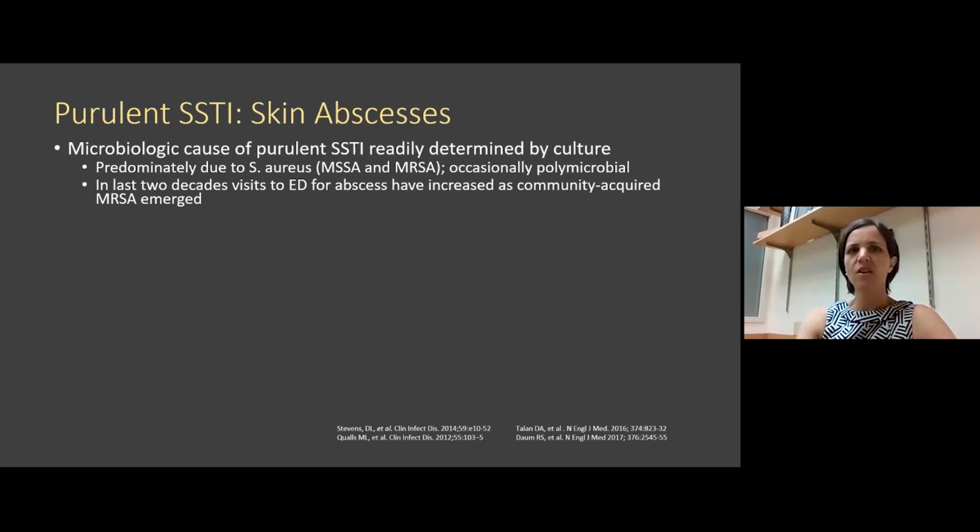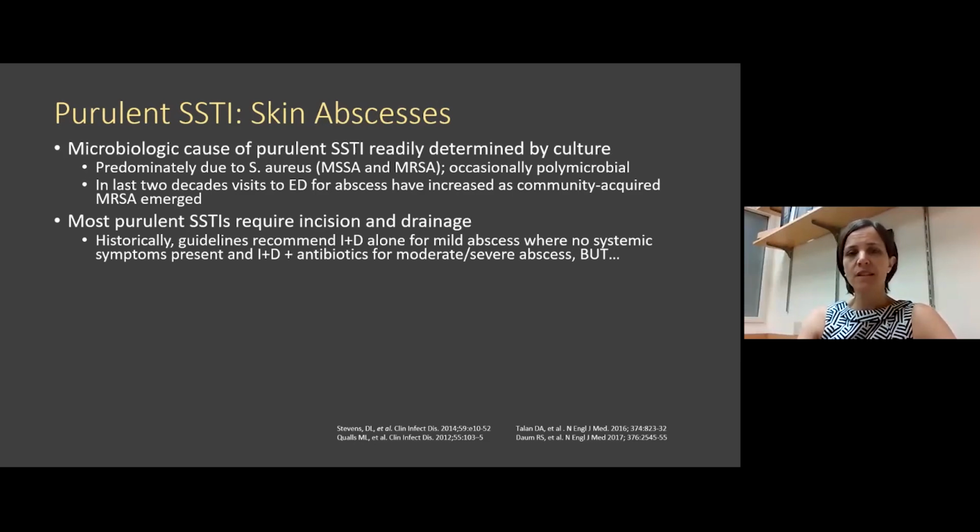The microbiologic cause of purulent skin and soft tissue infections is readily determined because there's pus there, right? You can culture it. Predominantly, these are going to be due to Staph aureus, and that includes methicillin-sensitive Staph aureus and methicillin-resistant Staph aureus. Occasionally, you will find that these are polymicrobial depending upon the location. As we know, things like diabetic feet, if there's an abscess there associated with a foot wound, can be polymicrobial, for example. In the last 2 decades, visits to the emergency department for abscess have increased quite a bit. And this really is related to community-acquired MRSA and how it's affected people.